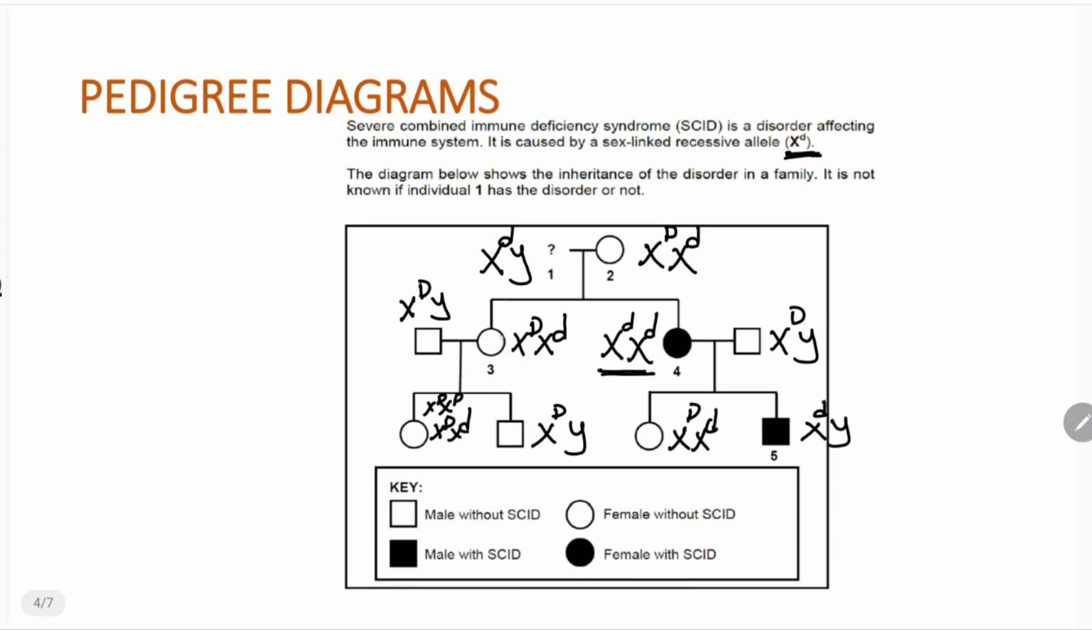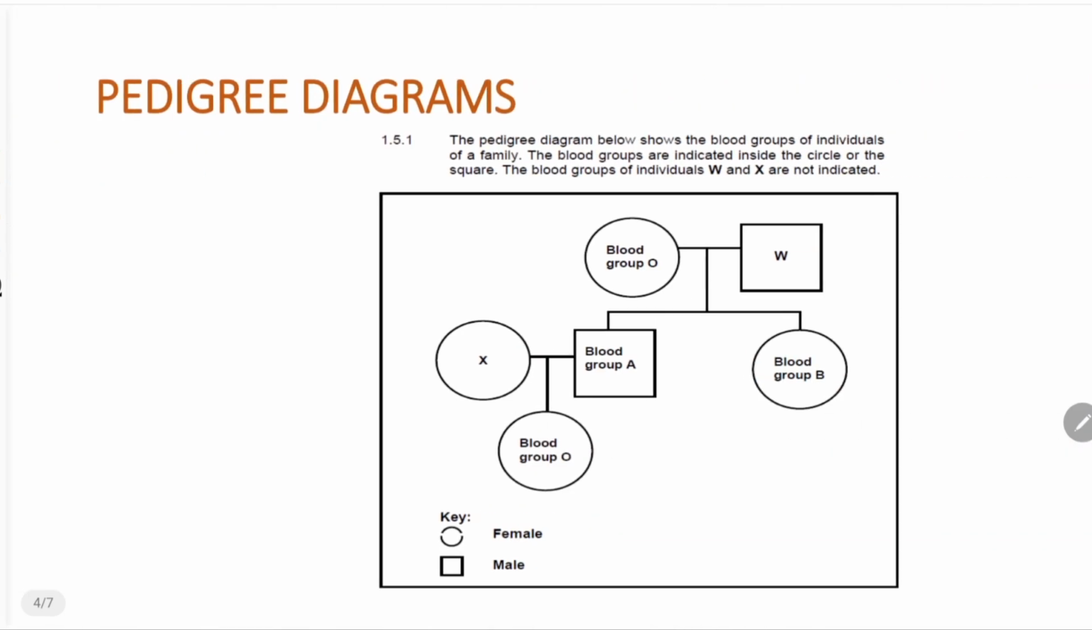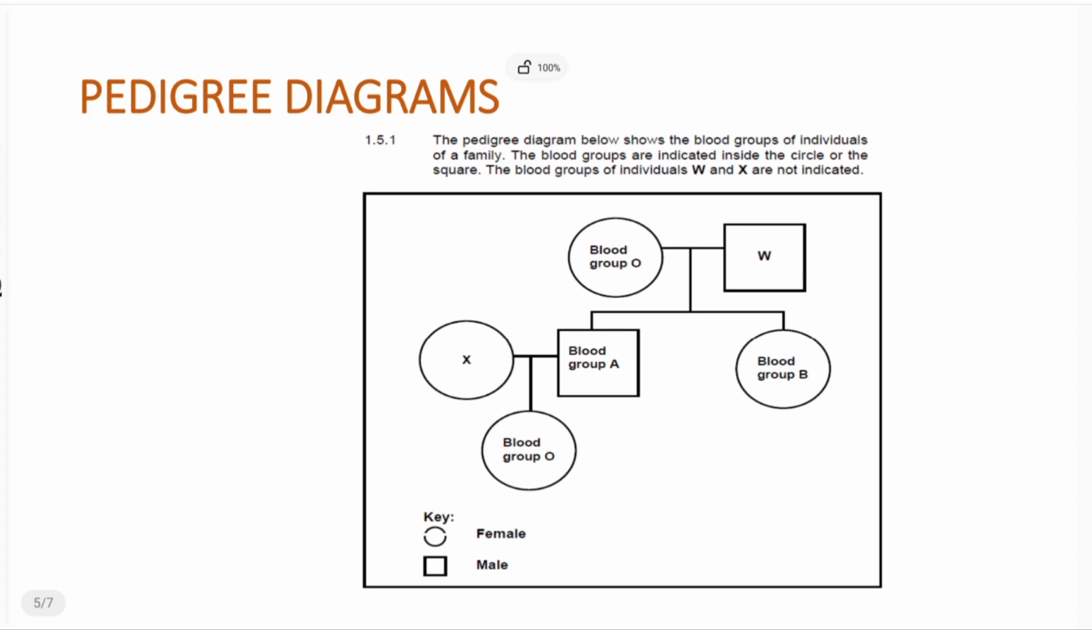So that is all the genotypes of individuals in this family, right? Let's continue. In this example, it says that the pedigree diagram shows the blood groups of individuals of a family. The blood groups are indicated inside the circle or the square. The blood groups of individuals W and X are not included, right?